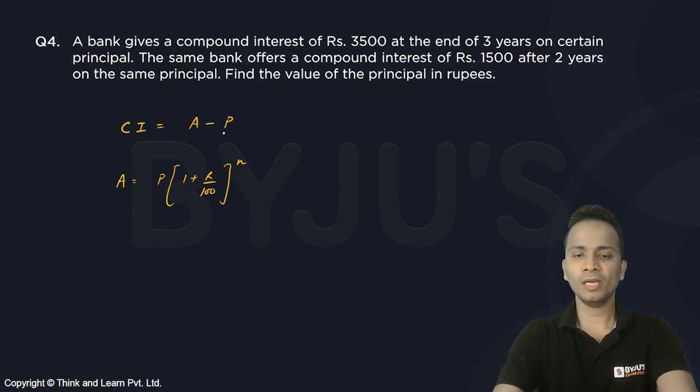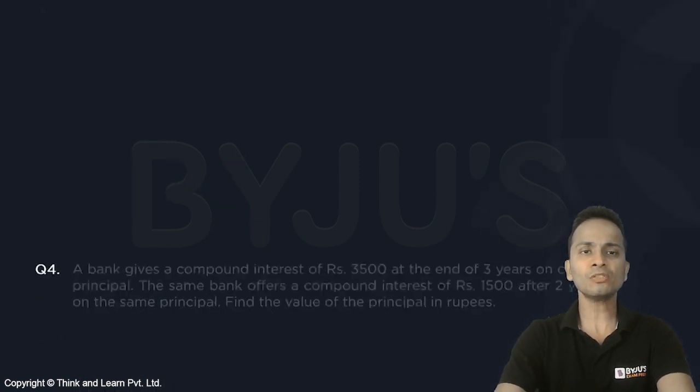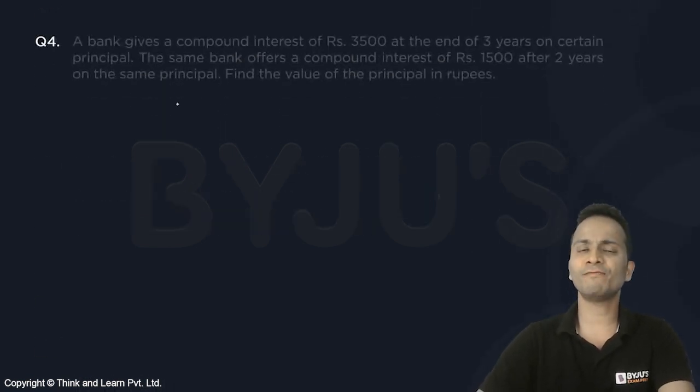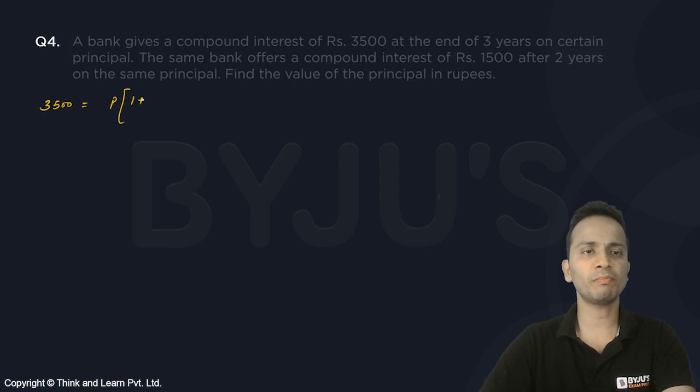All right. So let's apply this formula. So first of all, for 3 years and then for 2 years as given. So they are saying that 3,500 is the interest received after 3 years. So let P be the principal and R be the rate of interest. So 3500 is equal to P times 1 plus R upon 100 raised to the power 3. This is amount minus principal.